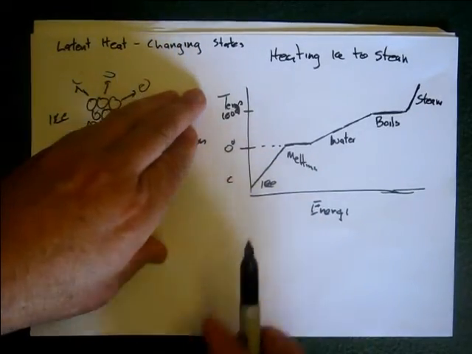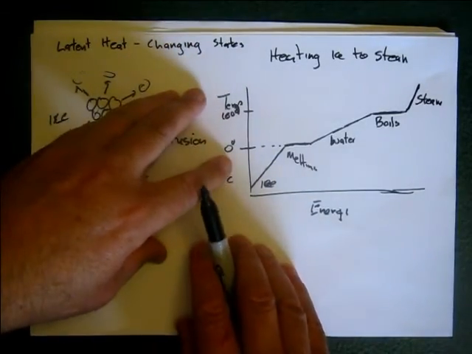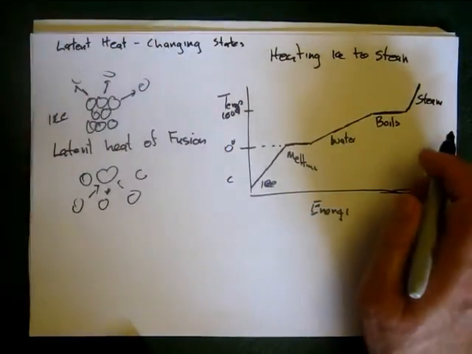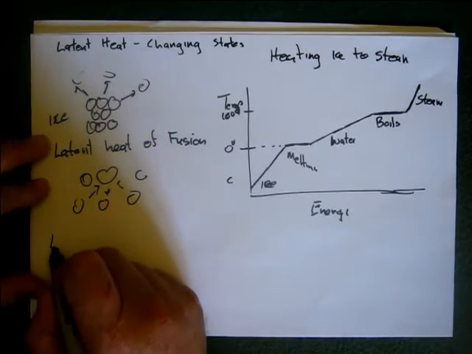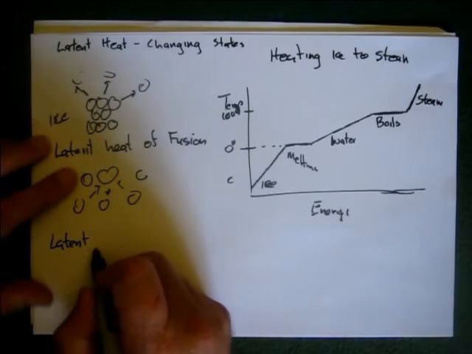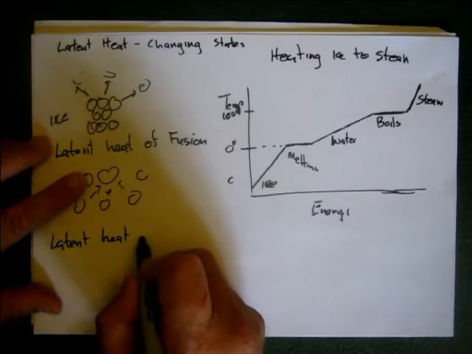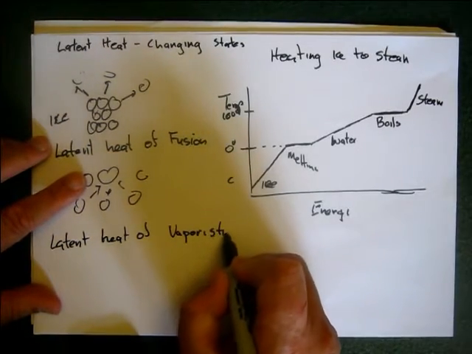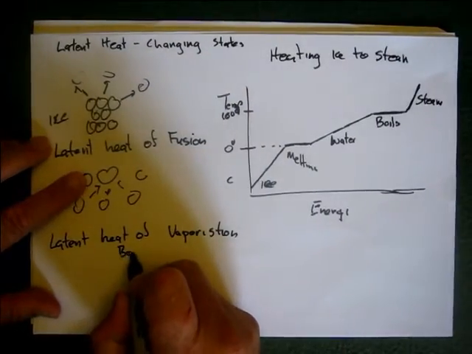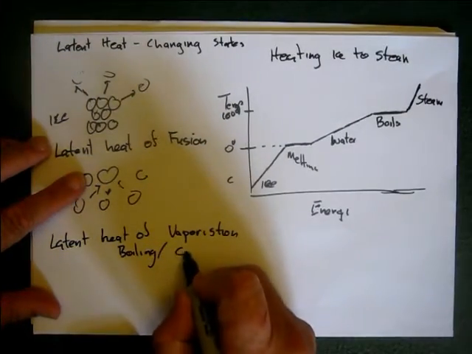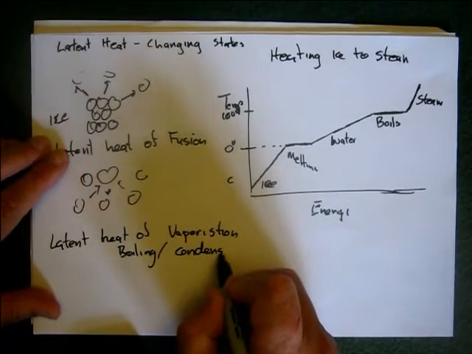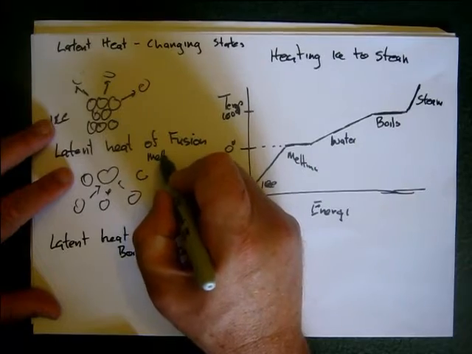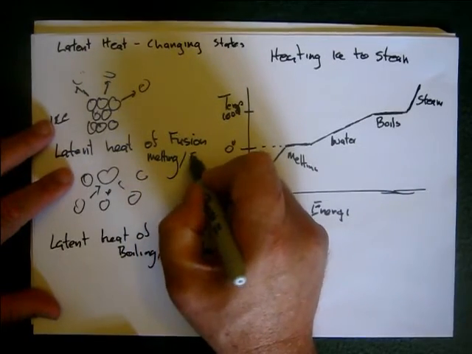Either you boil it off and then heat it up, or you pressurize the whole system. So basically, the latent heat of vaporization is boiling or condensing, depending which way you're going. Latent heat of fusion is melting or freezing.